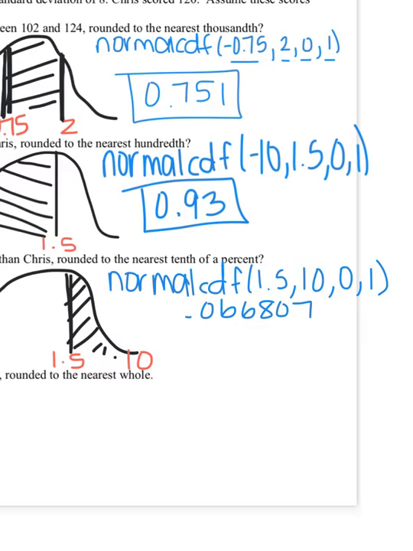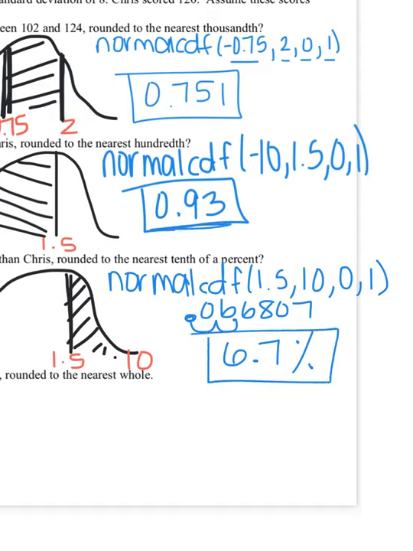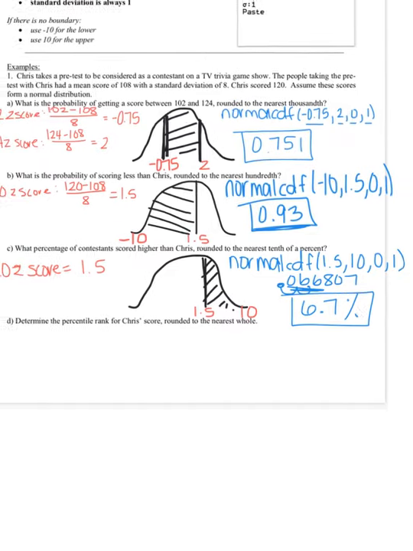We're looking for the nearest tenth of a percentage. So I move this over once, twice. So it's 6.68, which rounds to be 6.7%. Okay? If you look, these two numbers add together to be 1. I know the first one's more rounded, but they should add together to be 1 because you're going below Chris and above Chris. That includes everybody, which is 100%.